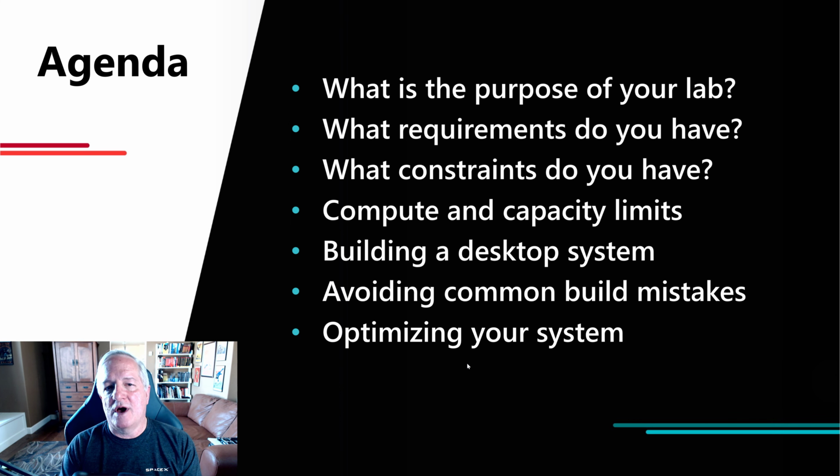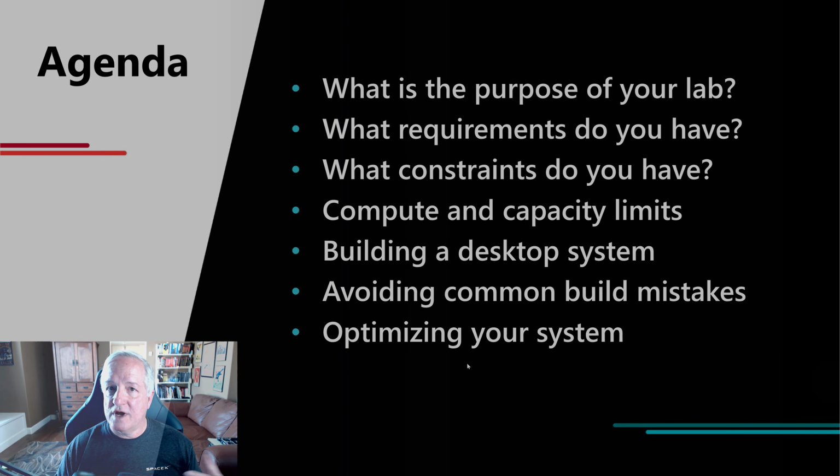So what are we going to talk about in this session? Well, what is the purpose of your lab? And we're going to talk about the requirements that you might have for your lab and what constraints you have for your lab. And then talk about compute and capacity limits for different kinds of systems you might decide to build, and then talk about some key points in building a system, and then how to avoid some common build mistakes, and how to optimize your system after you've built it. So we've got a lot to cover.